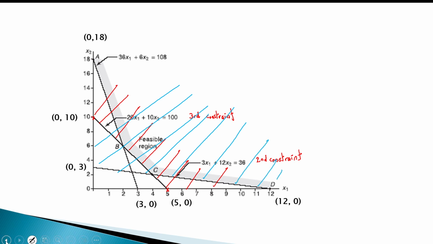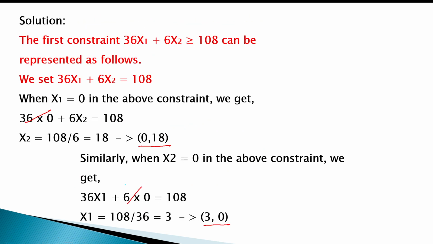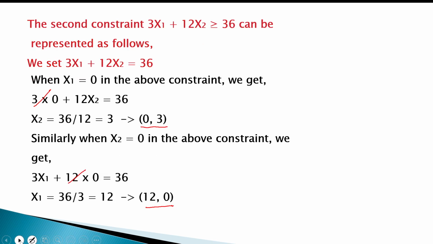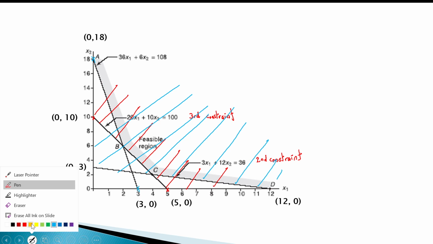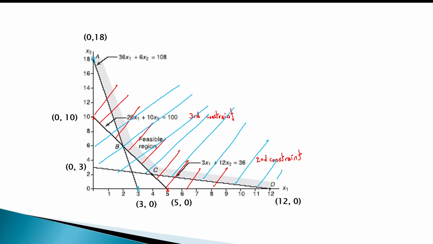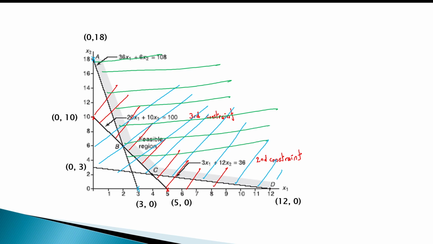So the first constraint, (0, 18) and (3, 0). The region is also greater than, so I put greater than here, and greater than here.